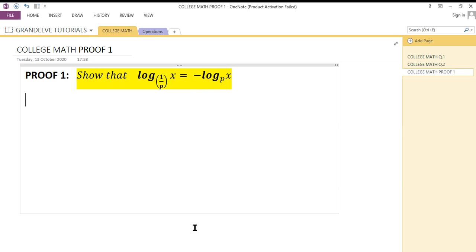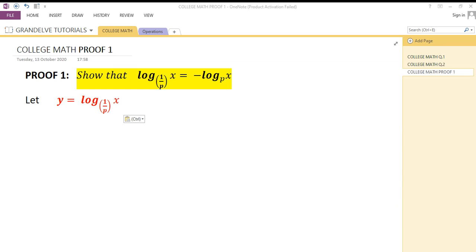Okay, so how do we show that log x base 1 over p is the same as negative log x base p? As there are so many ways of doing this, let's try to see if we can represent the expression log x base 1 over p by a variable. Let's say y. So let's start by saying that y is equal to log x base 1 over p. That is, we are representing the expression log x base 1 over p by the variable y.